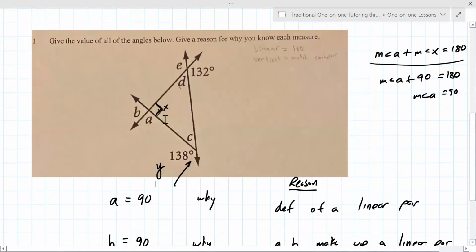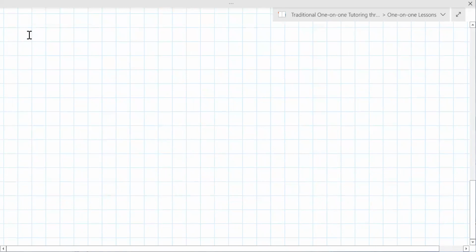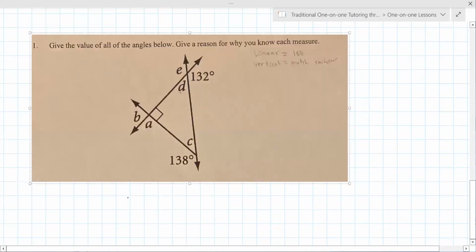Well, it's because this other angle is 90. But it's not because that other angle is 90. It's because that other angle and angle A add up to 180. Well, what is that? That's again the definition of a linear pair. And it's a pair because those two numbers are making it become 180.